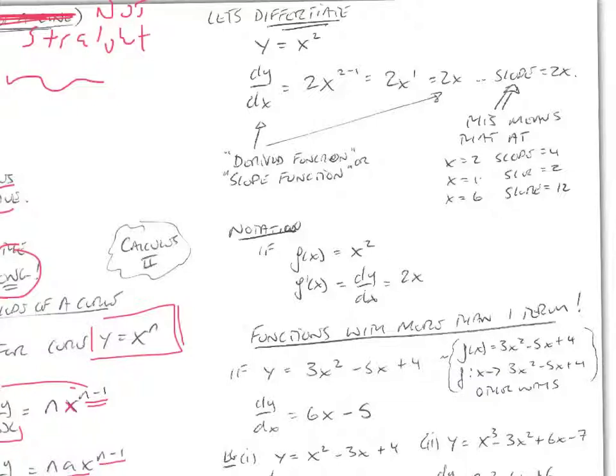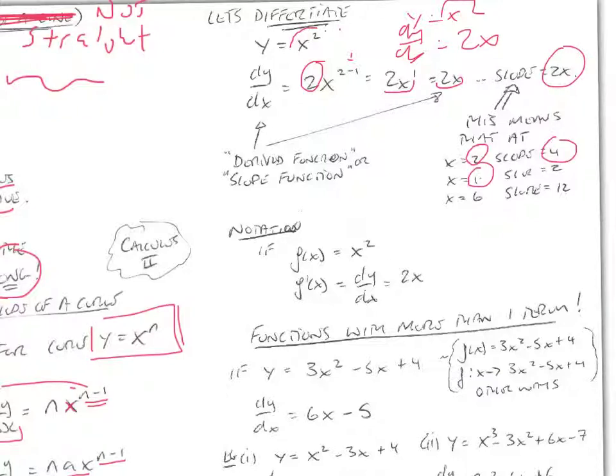So if y equals x squared, dy/dx is 2 times x to the power of 2 minus 1. So it's 2x to the 1, that's 2x. So y equals x squared, dy/dx is equal to 2x. This means that the slope is 2x, and that means that if x equals 2, the slope is 4. At x equals 1, the slope is 2. If x is equal to 6, the slope is 12.